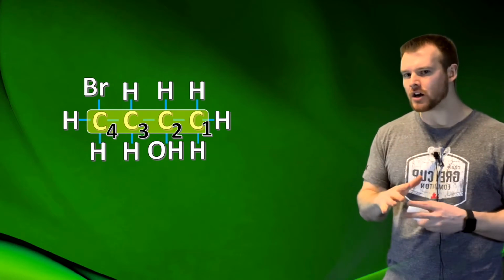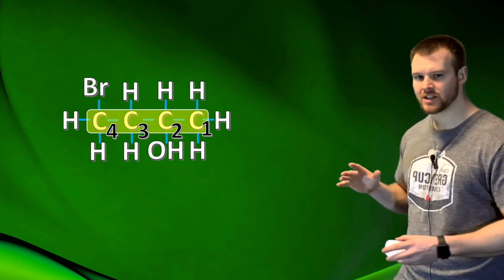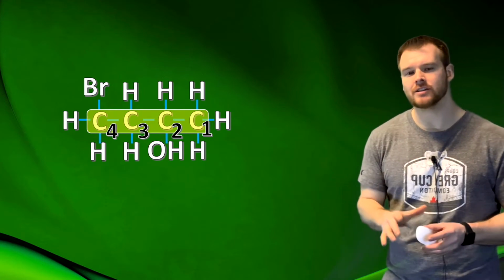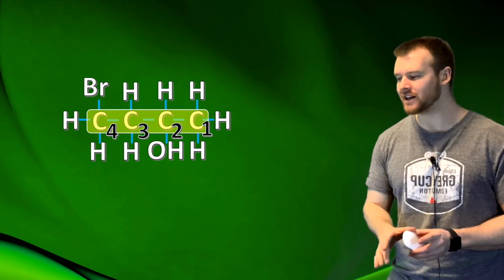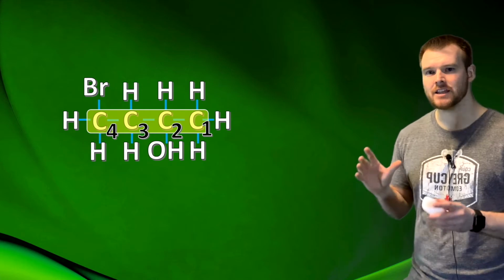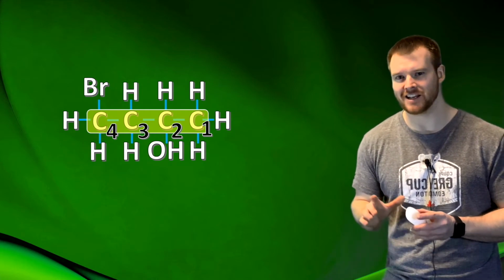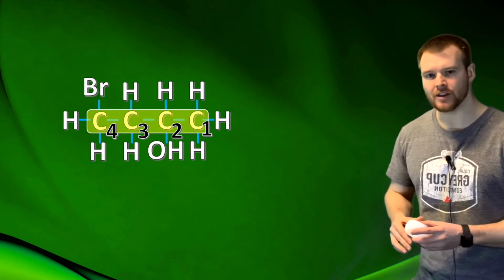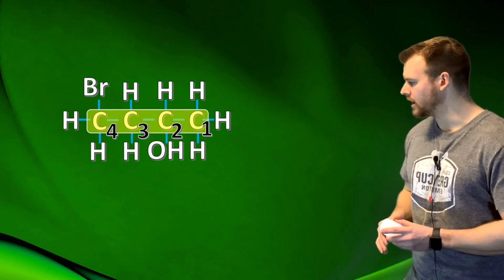But remember that the hydroxyl takes priority. The hydroxyl was a 3 the other way, and now it's a 2. We want the hydroxyl as the lowest numbered carbon, so this is actually the correct way to number it. So prioritize the OH for being on the lowest number carbon. So that's what we're going to have, the hydroxyl on the 2 and the bromine on the 4.